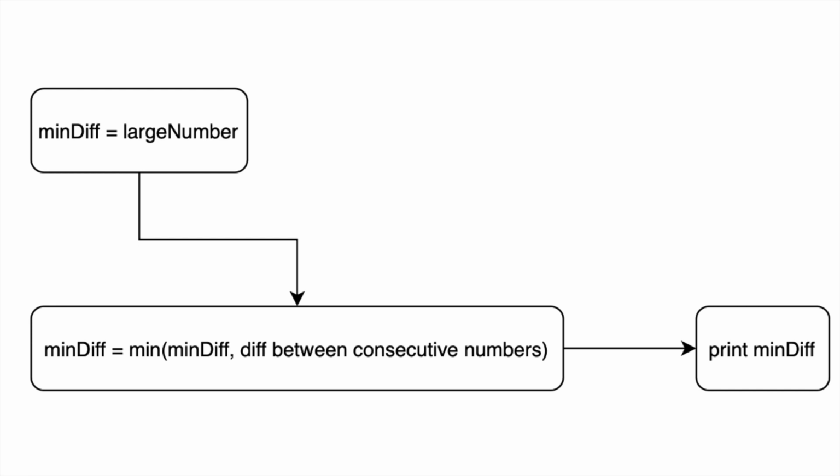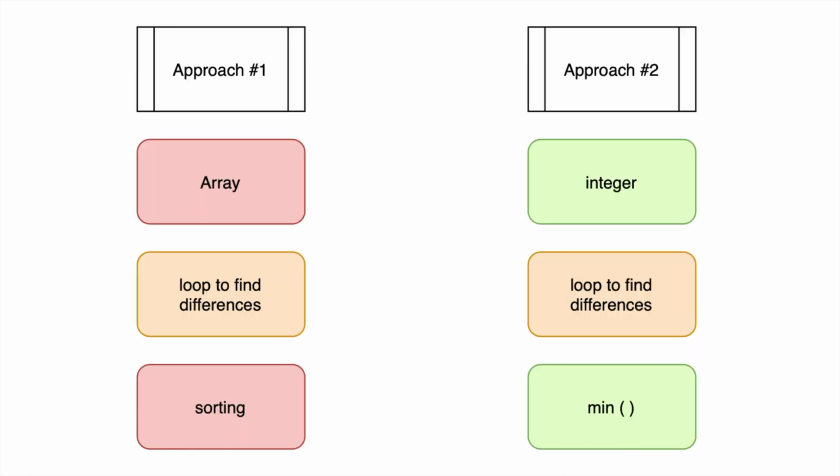So how does approach 2 differ from approach 1, and how does that optimize our problem, is what we'll be discussing now. Let us compare the two approaches. In approach number 1, I have declared an array which takes a lot more space than the integer which I have declared in approach 2. So approach 2 gets a plus mark there. Then I'll be doing a loop to find the differences, right? That would be the same in both of them, so no points to either, 0 0.